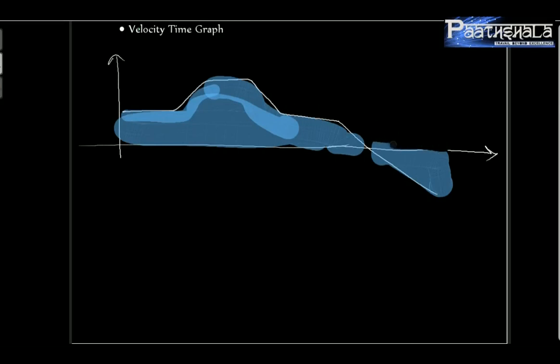Let me erase the extra portion, we don't need it. So what does this area represent actually? This area represents integration of v dt, from the starting time to the final time. But this integration of v dt is nothing but what? Displacement, right? Integration of v dt is nothing but displacement.